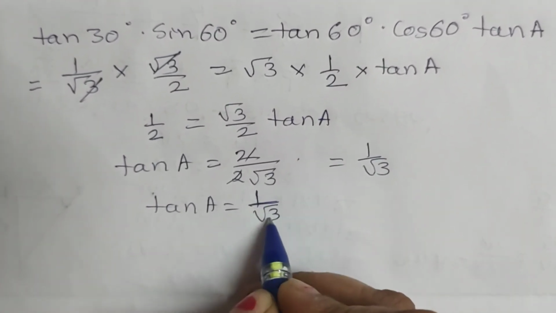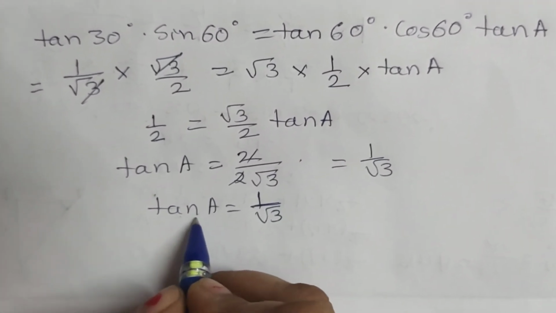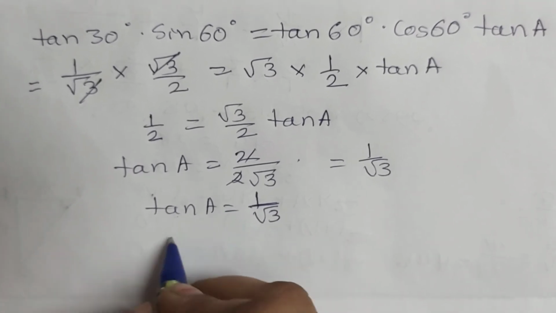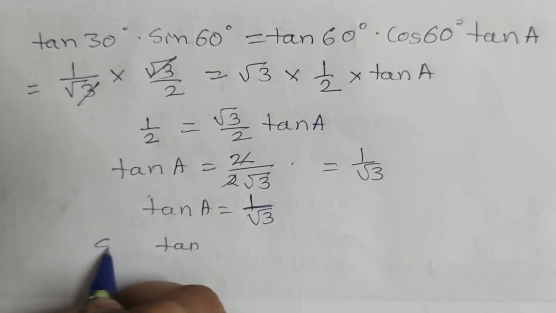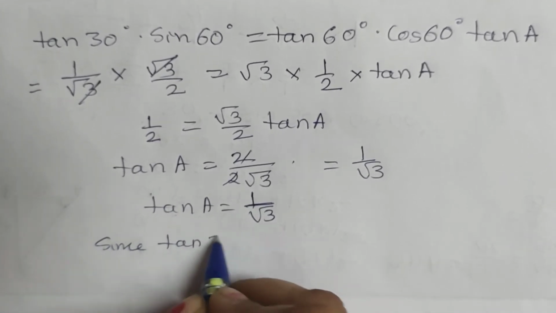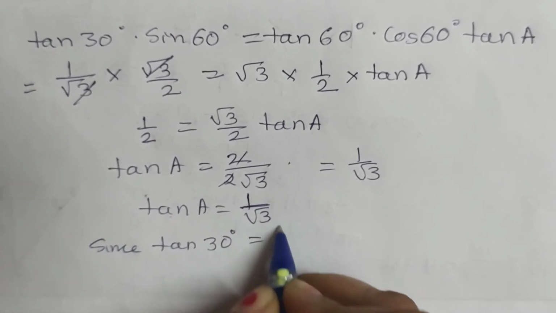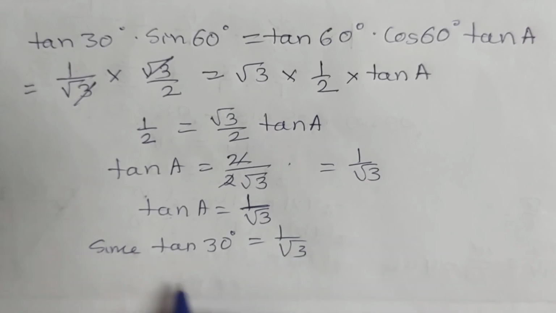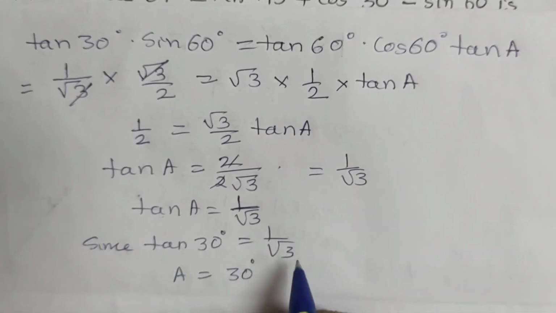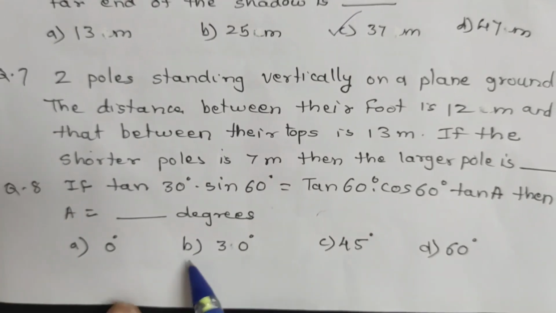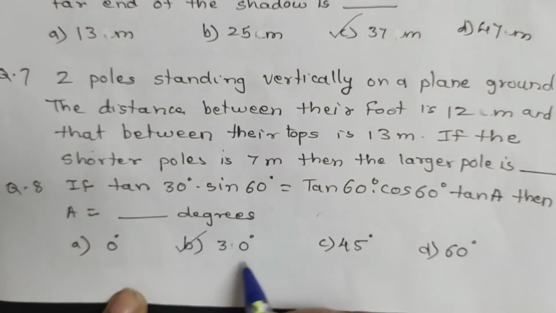So tan A is equal to 1 upon root 3. That means 1 upon root 3 is the value of tan 30 degree. So since tan 30 degree is equal to 1 upon root 3, angle A is equal to 30 degree. So the correct option is B, 30 degree.